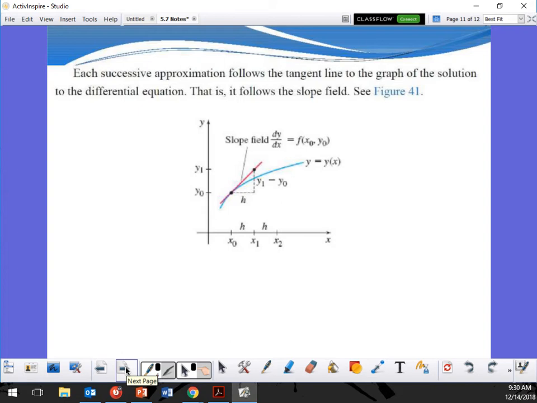Each successive approximation follows a tangent line to the graph of the solution to the differential equation. That is, it follows the slope fields. So it's basically what we just did, the approximation with the line through there on the graph. I get h, which is some increment that I'm adding to my x, which is going to give me this one here, and then over here on this side. It just keeps going, where the red line is my tangent line at that point, x sub naught, my original.